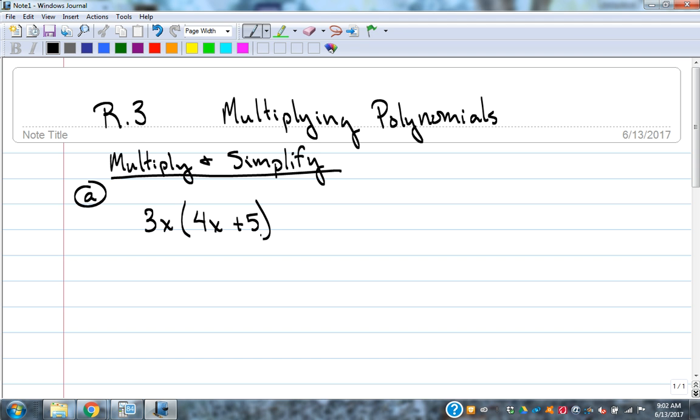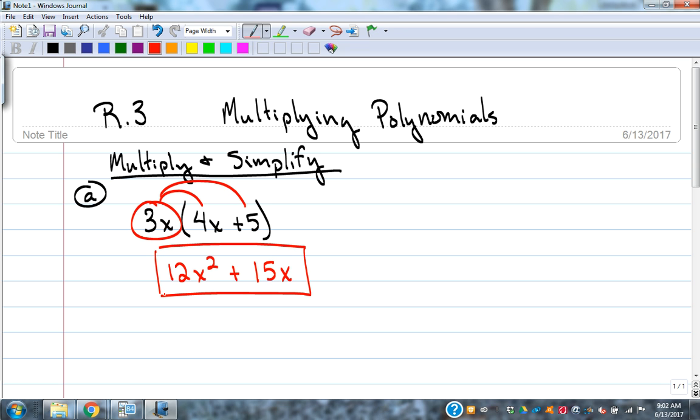Algebra 1 kind of thing in high school, you look at that and say, oh, that's distributive property. We're going to distribute whatever's out in front to both things in parentheses. So we take this 3x and multiply it to each piece. 3x times 4x, 3 times 4 is 12, and then x times x, that's where x squared comes from. And then 3x times 5, 3 times 5 is 15, and then there's an x to put on there. And that's it. That's distributive property.